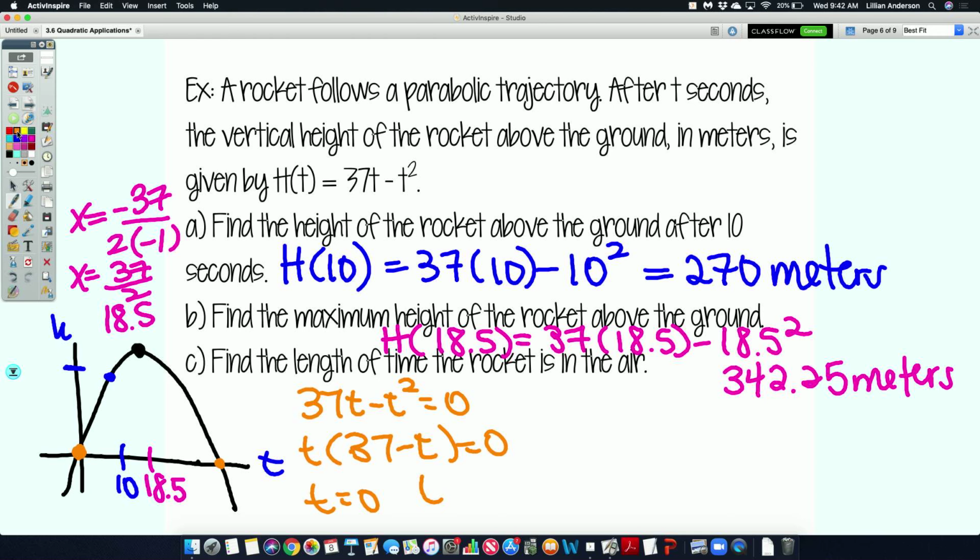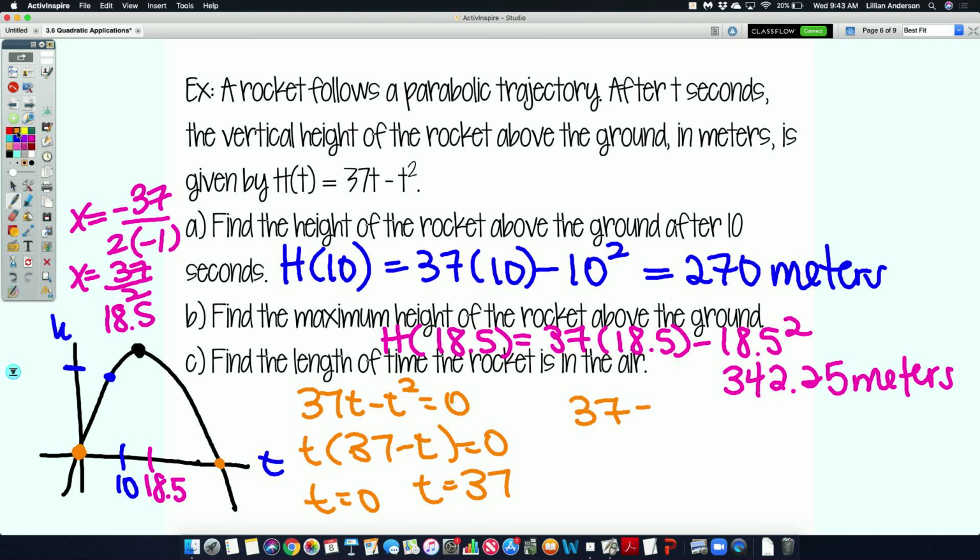What's the other t value? It's the same thing you would get if you doubled 18.5. 37. Because you would have 37 minus t equals 0. Add t to both sides. T equals 37. Okay. So how long is the rocket in the air? 37 seconds. For 37 seconds.